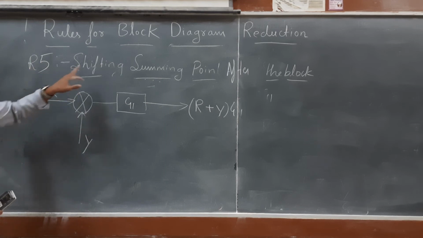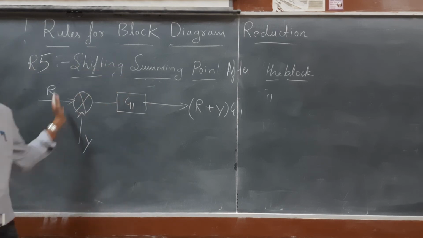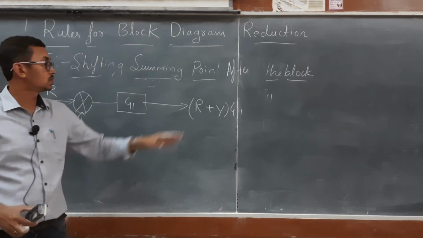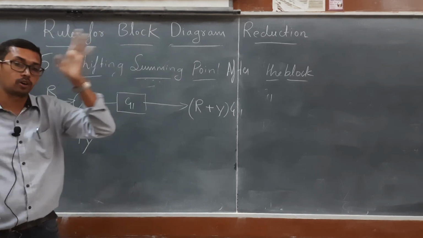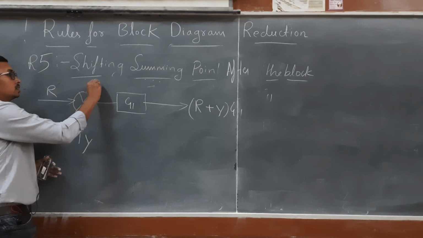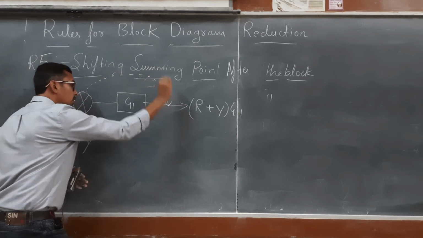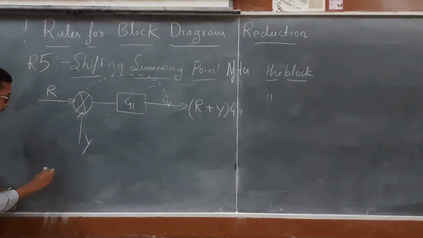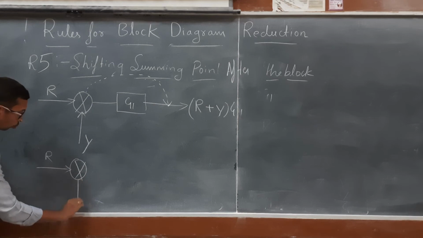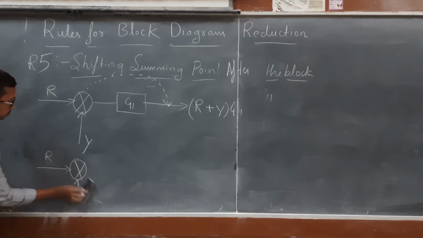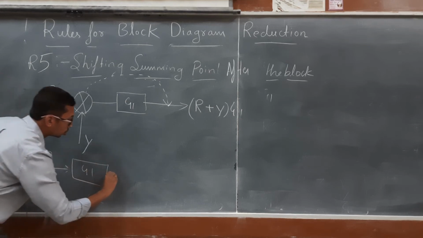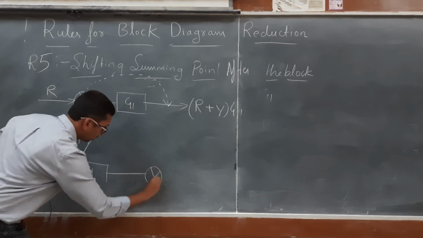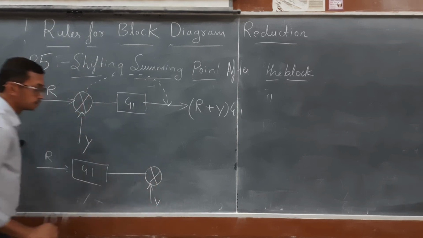So what is rule number 5? Shifting the summing point after the block. In the previous case it was before the block. Now I am shifting the summing point after the block. What is the meaning of that? I am shifting the summing point after G1. So I am going to rewrite it over here. It will be R, sorry, first we have to write the block G1, and then I have a summing point with a signal of Y.